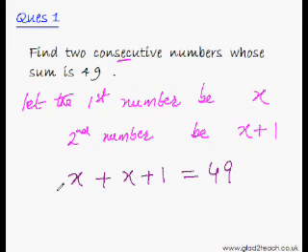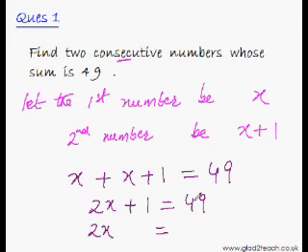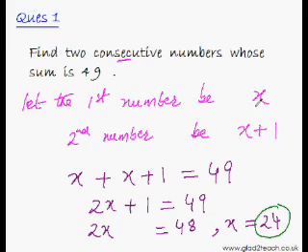Now what we have got here is a very simple linear equation, and you're already an expert at solving linear equations. This would be 2x plus 1 equal to 49, or 2x equal to 49 minus 1, that is 48, or x will be equal to 48 divided by 2, which is nothing but 24. So we have the answer, x equal to 24. That means one number is 24, and if one number is 24, then the other number would be 24 plus 1, that is 25. Question solved.